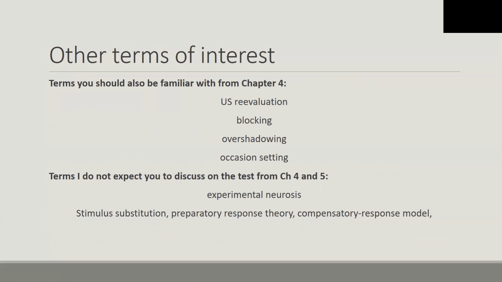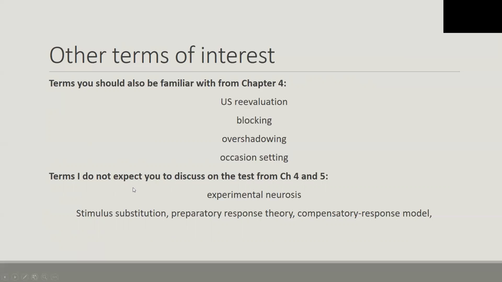So we covered some of the main terms in Chapter 4. There are some other terms that I'm not going to drone on about in the Edpuzzle. I think the book has relatively good explanations of these things, like reevaluation of the unconditioned stimulus, blocking, overshadowing, and occasion setting. And so those are things that you should make sure you pay attention to in the reading and ask any questions about them if you have them.